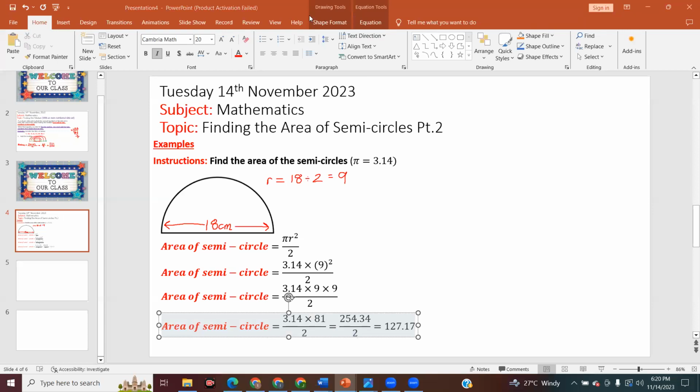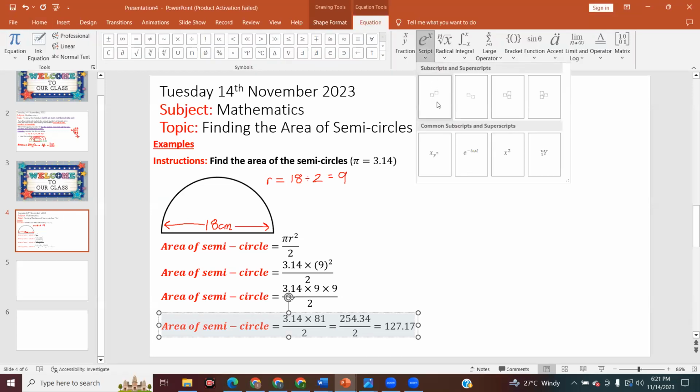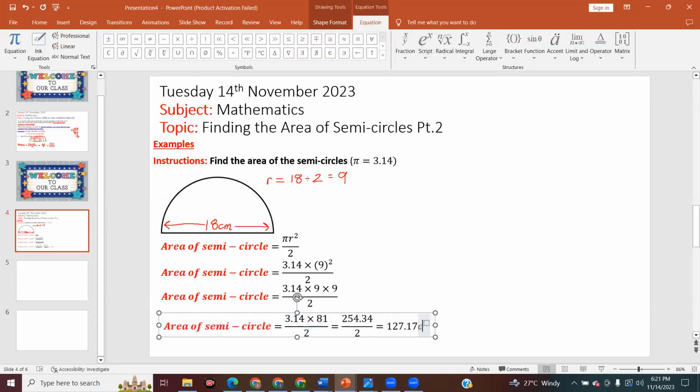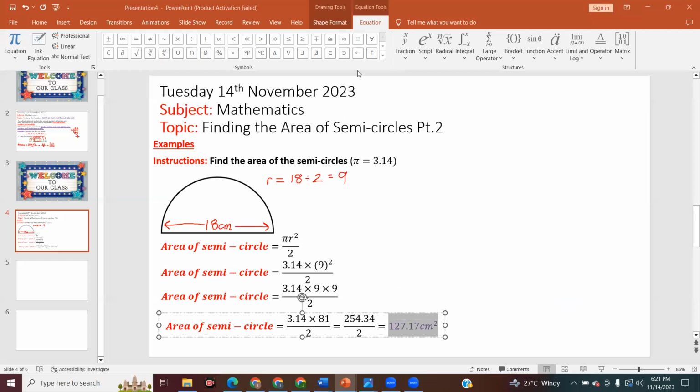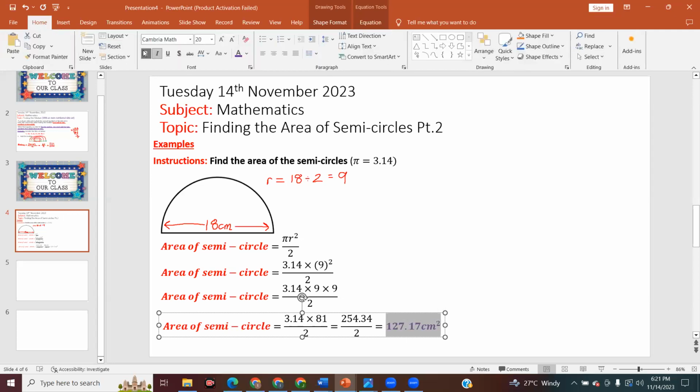Why is it centimeters squared anyway? Because we're dealing with what, area or perimeter? Area. And when you're dealing with area, it's going to be units squared, whatever units you're dealing with, squared. All right, good.